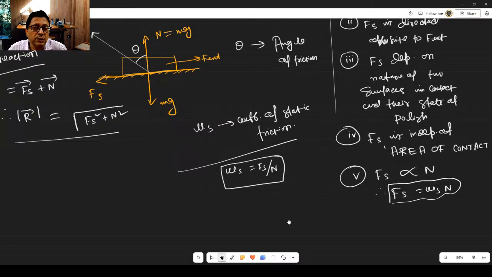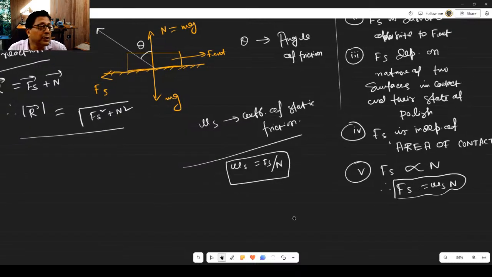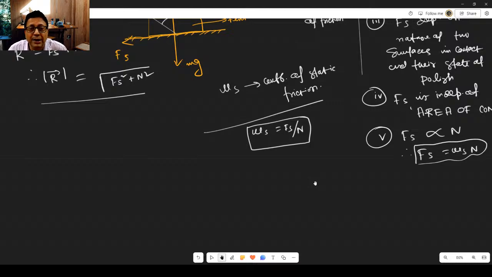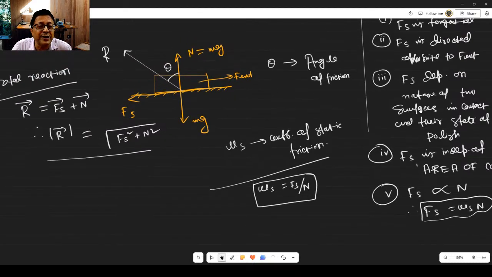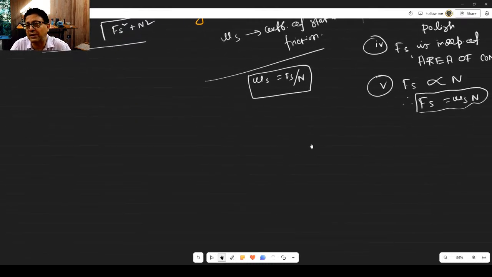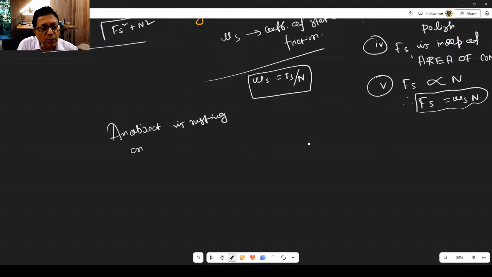So now, before we do kinetic friction, I would like to redefine angle of repose also. Angle of friction, you understand? It is the angle between R and N, isn't it? This is angle of friction. And angle of repose is what? This time body on an inclined plane. An object is resting on an inclined plane.